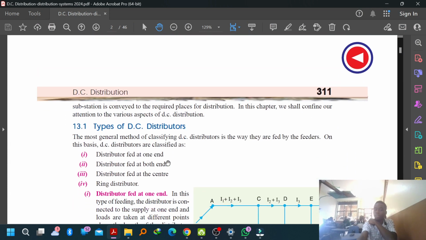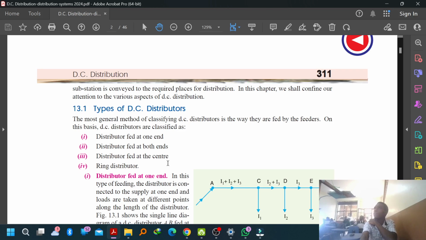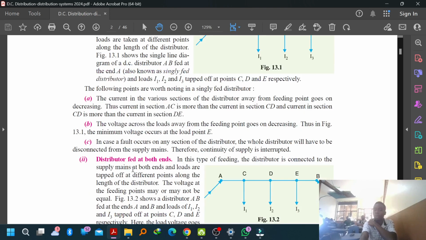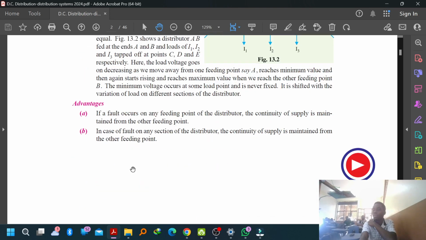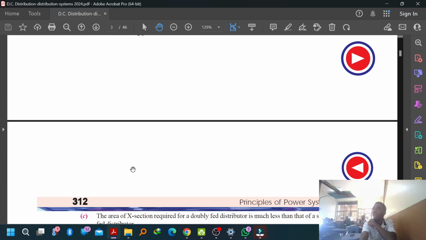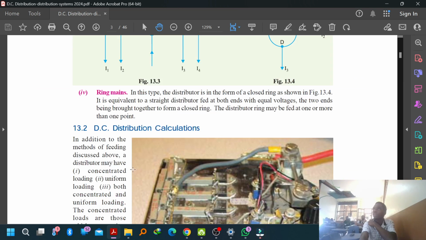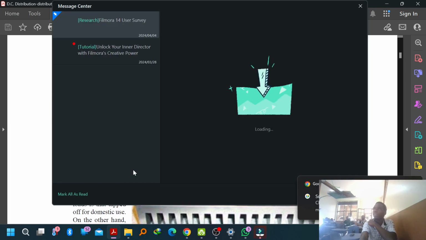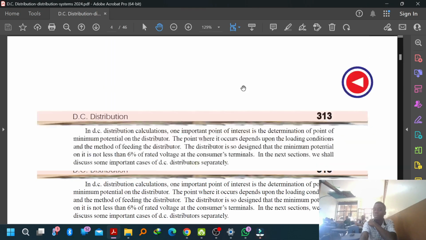But as we studied earlier, we introduced the types of DC distributors: one fed at one end, one fed at both ends, one fed at the center, and the ring distributor. From that, we earlier tackled the distributors fed from one end, and I gave you a basic example. So let us look at the calculations concerning distributors fed from both ends.